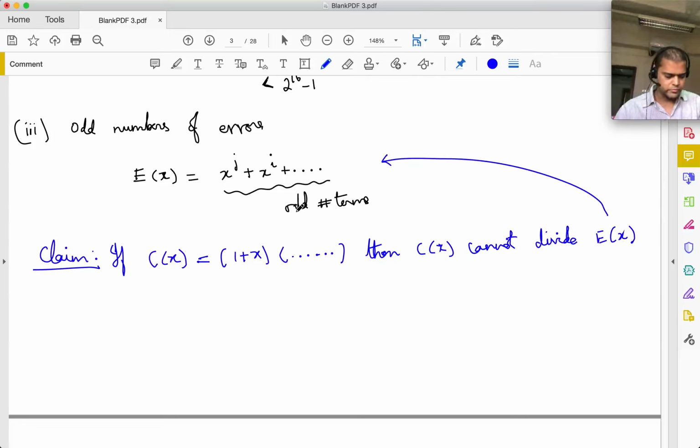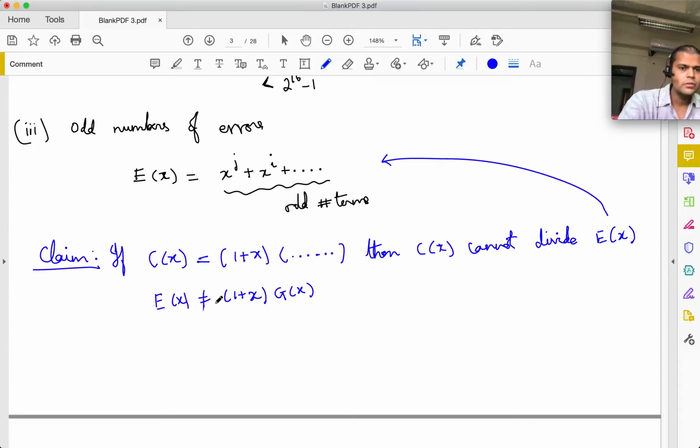Which has an odd number of terms. So basically what we are saying is that E of x cannot be written as 1 plus x times any g of x. So you will never be able to find a g of x of this form. And this is necessary because this is an irreducible polynomial. So you should be able to write E of x in terms of 1 plus x, otherwise it will not cancel with this 1 plus x of C of x.